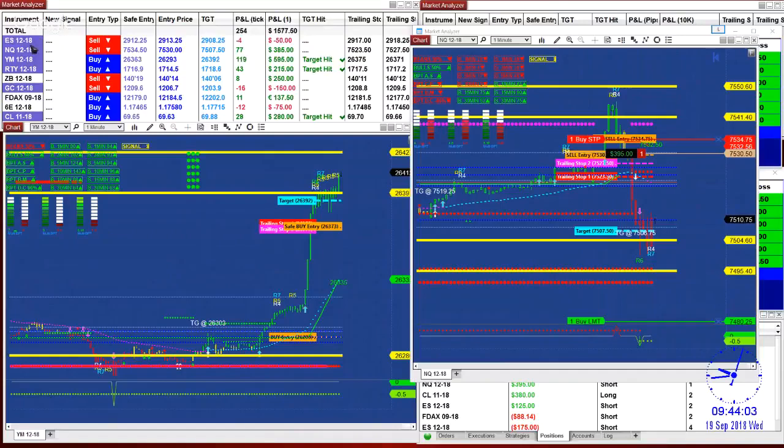So right now we have a new entry signal. It's a 2913.25 entry price, and 2908 is your target.